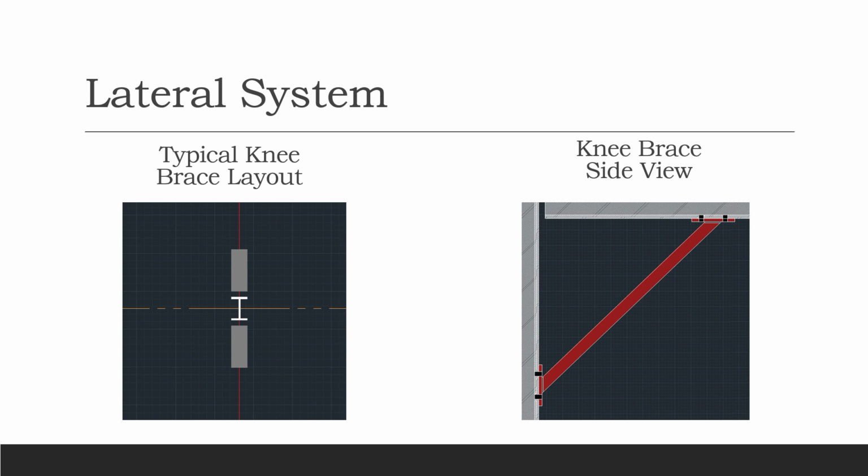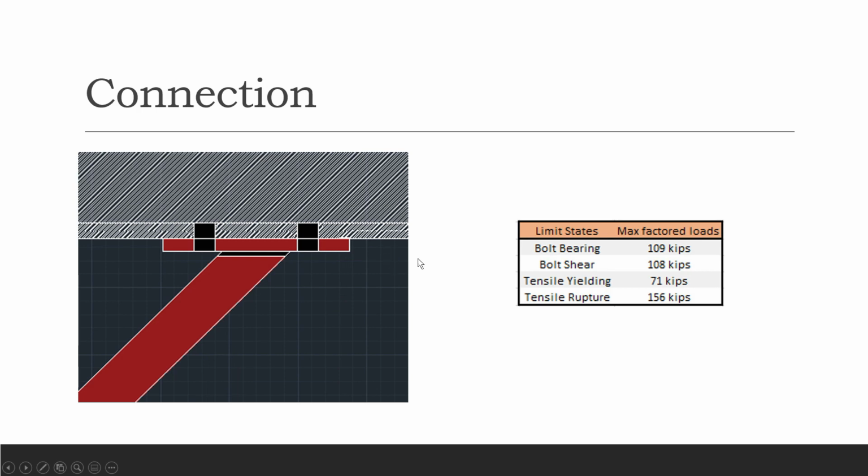The lateral bracing system is just as described earlier, with the knee brace connecting to the bottom flange of the girder and then into the flange of the column. The pictures on screen help give a better perspective on how they will be laid out in the system itself. And here's a quick look at the connection itself with the limit states to the right.